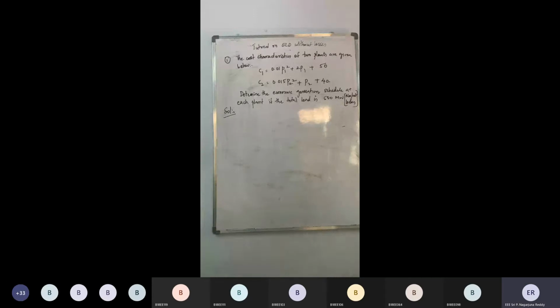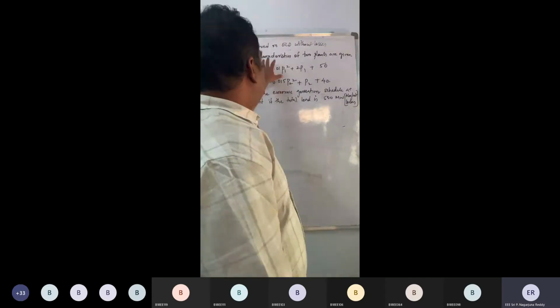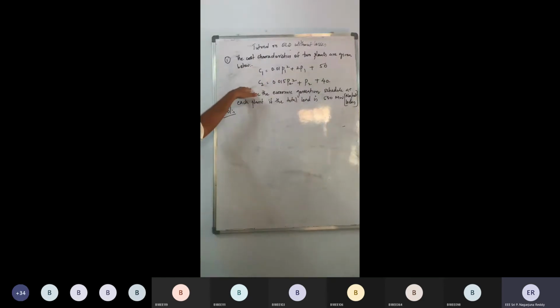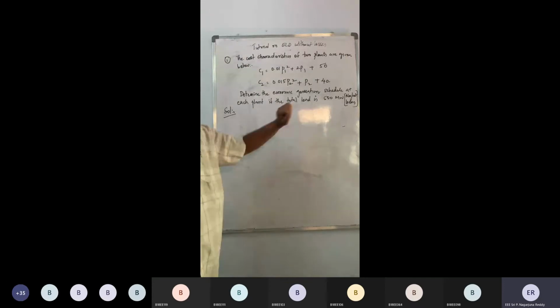I hope you are able to see the problem. See, the cost characteristics of two plants are given with this equation C1 and C2. They represent the cost characteristics of two plants, where P1 and P2 are the generations at the two plants. Determine the economic generation schedule at each plant if the total load is 500 megawatts. So, considering these two cost characteristics, we need to provide the generation level at each plant, subjected to the total demand of 500 megawatts.